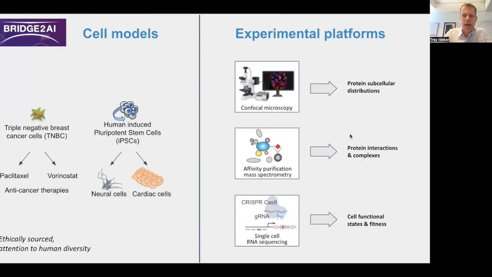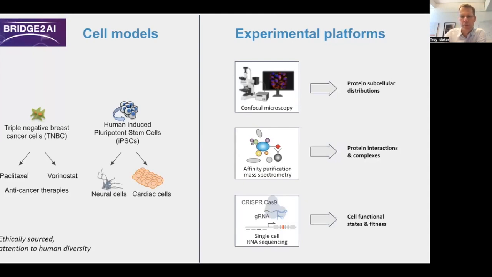The model cell types we're going to start with initially, and have begun generating data with already, are two types. Breast cancer cells on the one hand, both untreated and treated with 2 chemotherapies, and on the other, what are called human-induced pluripotent stem cells. These are models of the embryonic cell state, which of course can develop into all human cell types and tissues. And here too, we'll look at the unperturbed state as well as neuron differentiated iPSCs and cardiac differentiated induced pluripotent stem cells.